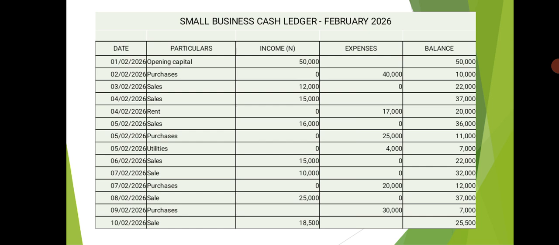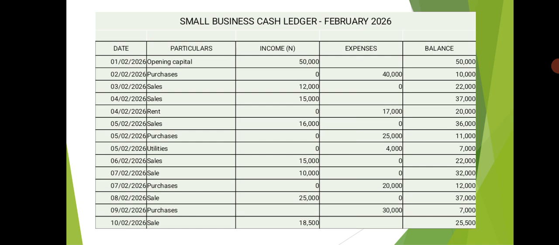The same day, the business purchased supplies worth 25,000 naira. This is an expense also, so it will be recorded under the expenses column, and we have to subtract it from our previous balance, making 11,000 naira only. Same day, it paid utility expenses amounting to 4,000. Also, this will be recorded under expenses and deducted from the 11,000 naira, leaving the balance of 7,000 naira.